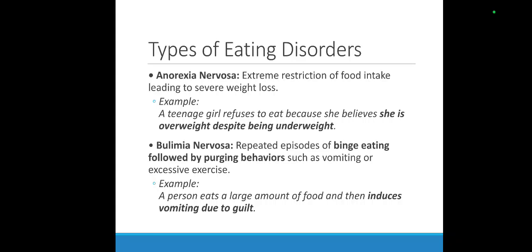So a teenage girl refuses to eat because she believes she is overweight despite being underweight. So that is an anorexic symptom or characteristic. For bulimia nervosa, they have repeated episodes of binge eating. When you say binge eating, too much eating, they eat a lot of food, and after that, they are followed by purging behavior, or they induce vomiting, or excessive exercise, or taking medications that could cause increased bowel movement. So for example, a person eats a large amount of food, then induces vomiting due to guilt.